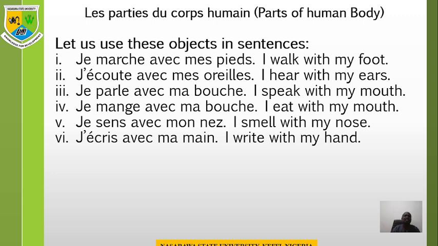Je sens. That sens, I didn't pronounce the last S. So, je sens avec mon nez. I smell with my nose. J'écris avec ma main. I write with my hand. See the pronunciation. J'écris avec ma main. Avec means with.